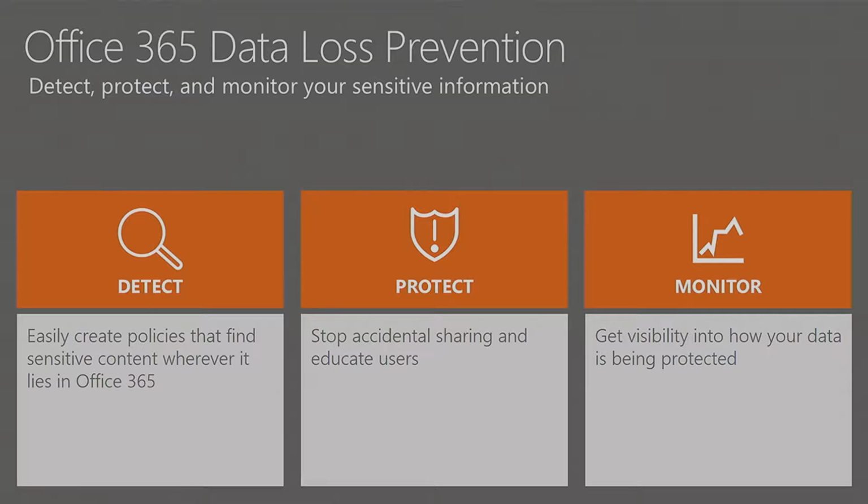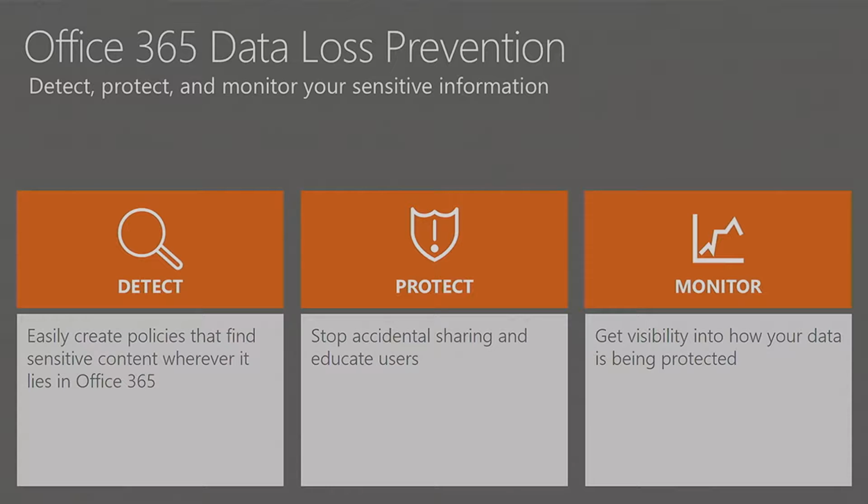So when we look at Office 365 DLP, we really focus on how do we help detect, protect, and monitor your sensitive information. And we do this by focusing on three areas. Of course, the detection, we want to help you easily create policies that find sensitive content wherever it resides in Office 365. So be it in Exchange, SharePoint, or OneDrive. We want to be able to help you find that content.